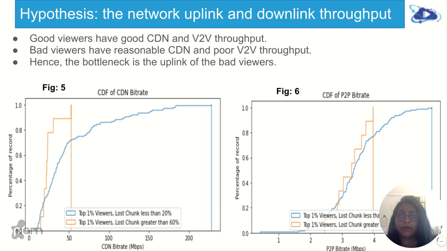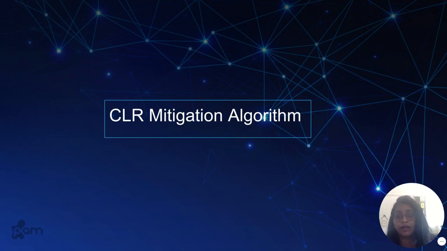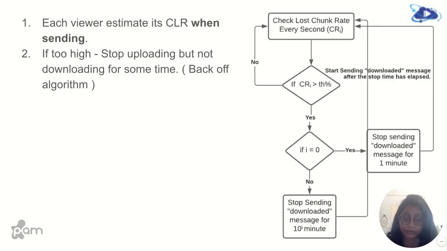As you can see from figure 5 and figure 6, good viewers have good CDN and V2V throughput, whereas bad viewers have reasonable CDN and poor V2V throughput. Hence, the bottleneck is the uplink capacity of the users. We use this to create an algorithm to identify bad clients. We call this algorithm a CLR mitigation algorithm.